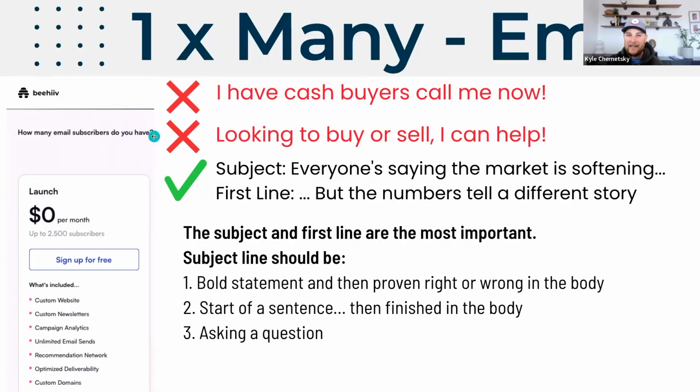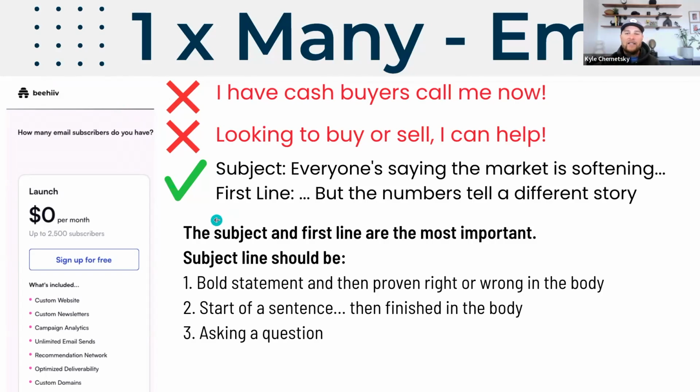You don't send emails like, "Looking to buy or sell, I can help." That will get you kicked off of Beehive. What you do want to say is something like, in your subject line, "Everyone's saying the market is softening," and then your first line in the email body is, "But the numbers tell a different story." And the body of your email can say this story that the numbers are telling.